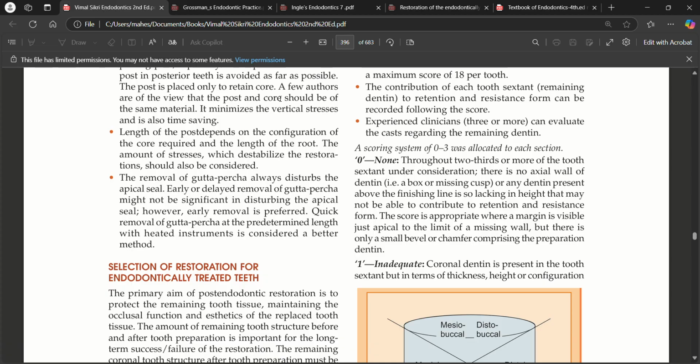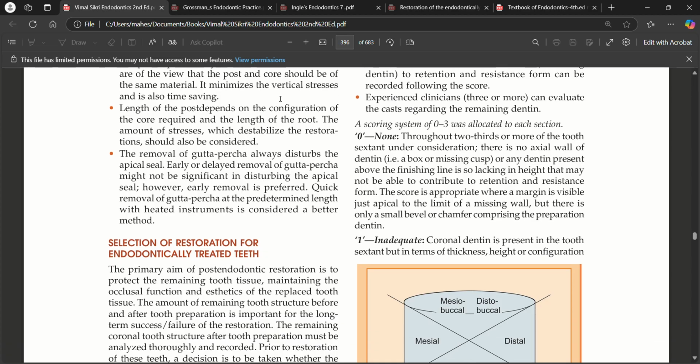Selection of restoration for endodontically treated teeth. The primary aim of post-endodontic restoration is to protect the remaining tooth tissue, maintaining the occlusal function and aesthetics of the replaced tooth tissue. The amount of remaining tooth structure before and after the tooth preparation is important for the long-term success. Failure of the restoration.